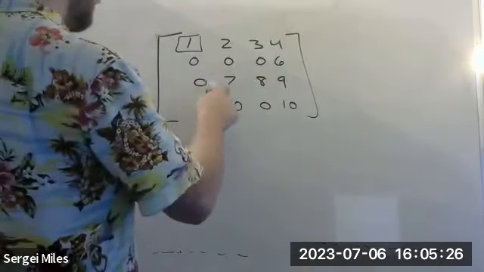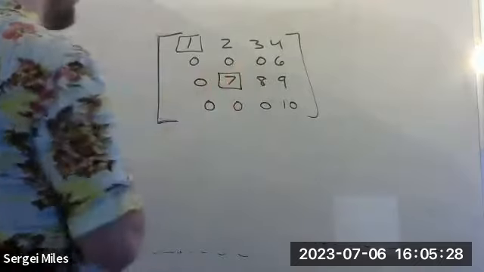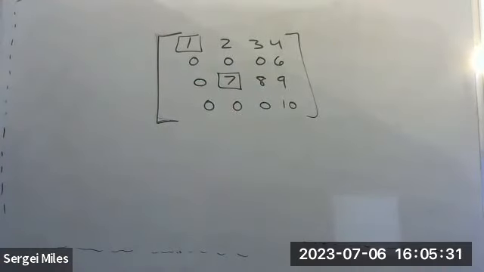Okay, so I'm now going to look at row 3. Here's 7. And it has all zeros below it. Great. This is then a pivot.